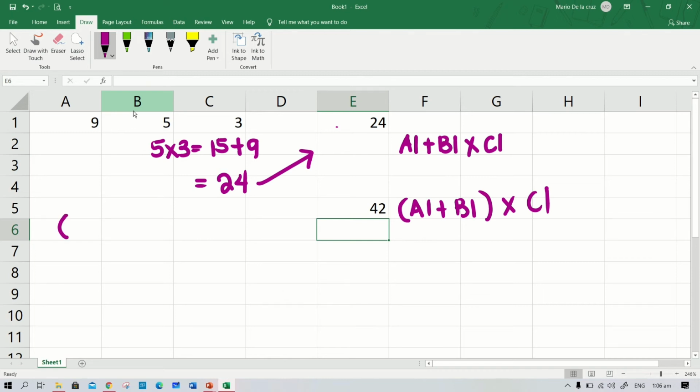So, that is 9 plus 5. The answer is 14. Okay, so 9 plus 5 times 3 yan. So this is 14 times 3. And the answer is 42. Kaya ang nakuha nating sagot doon ay 42.